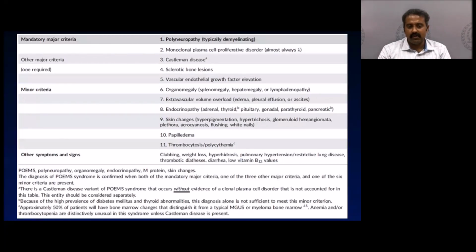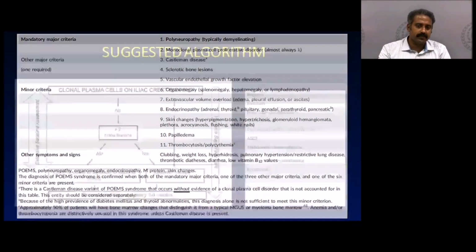Along with it, you should have one major criterion, and the major criteria are Castleman disease on biopsy, sclerotic bone lesions, and increased levels of vascular endothelial growth factor or VEGF. The minor criteria are organomegaly, extravascular volume overload, endocrinopathy, skin changes, papilledema, thrombocytosis, and polycythemia. So to diagnose POEMS syndrome, you should have both the mandatory criteria plus one major criterion plus one minor criterion. This is how POEMS syndrome is diagnosed.